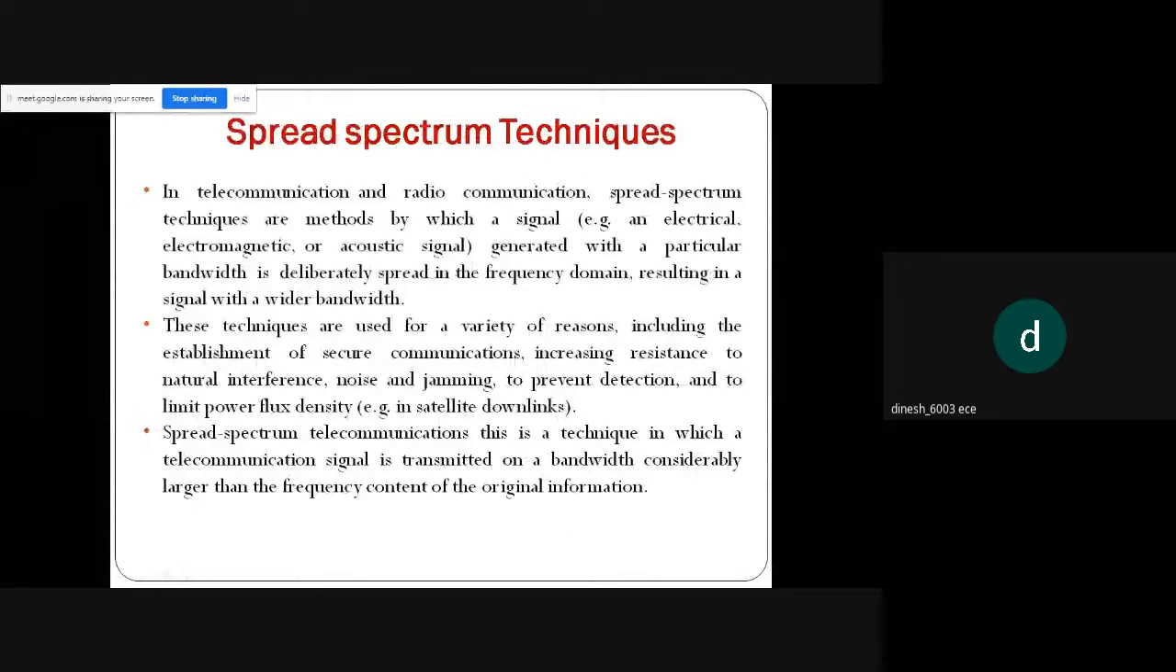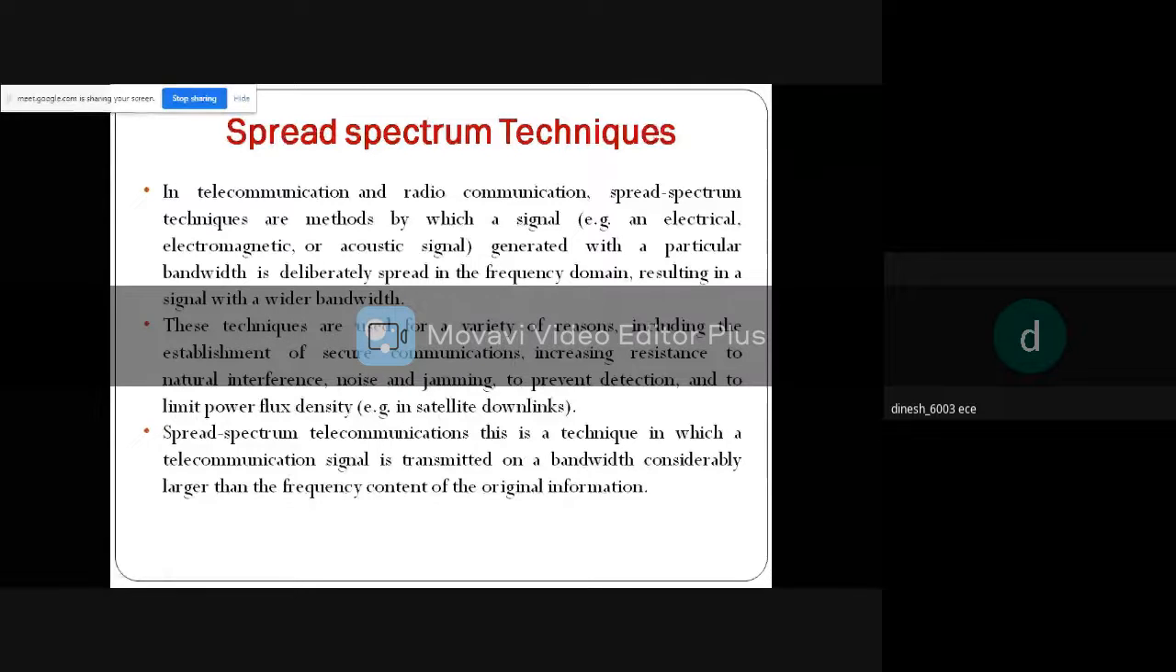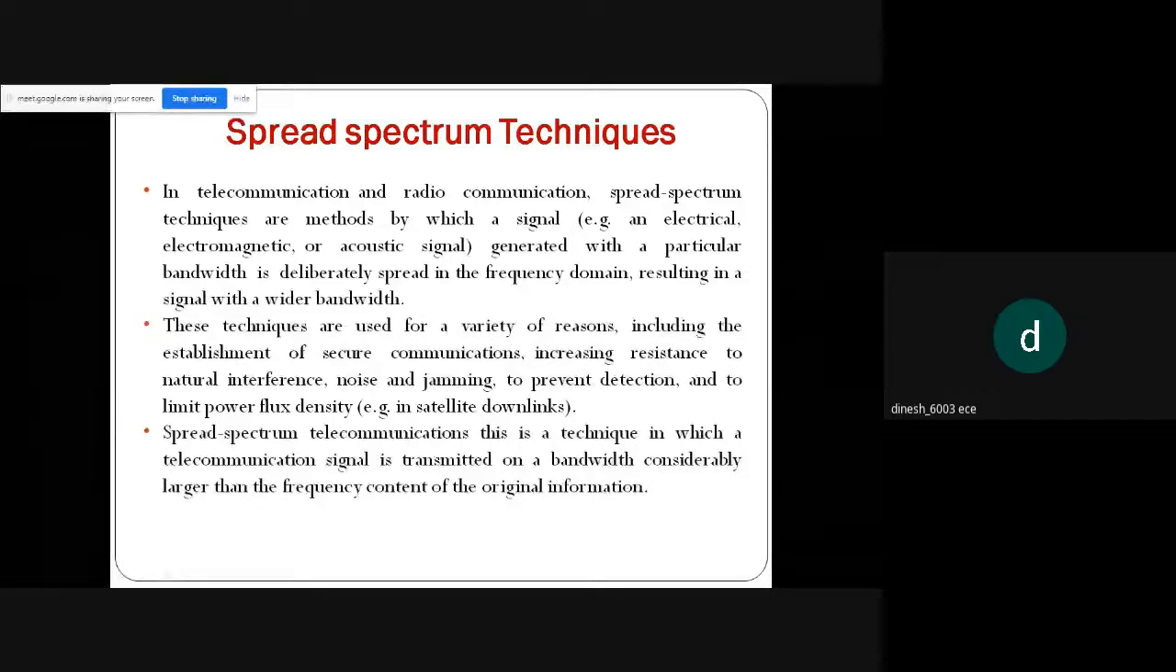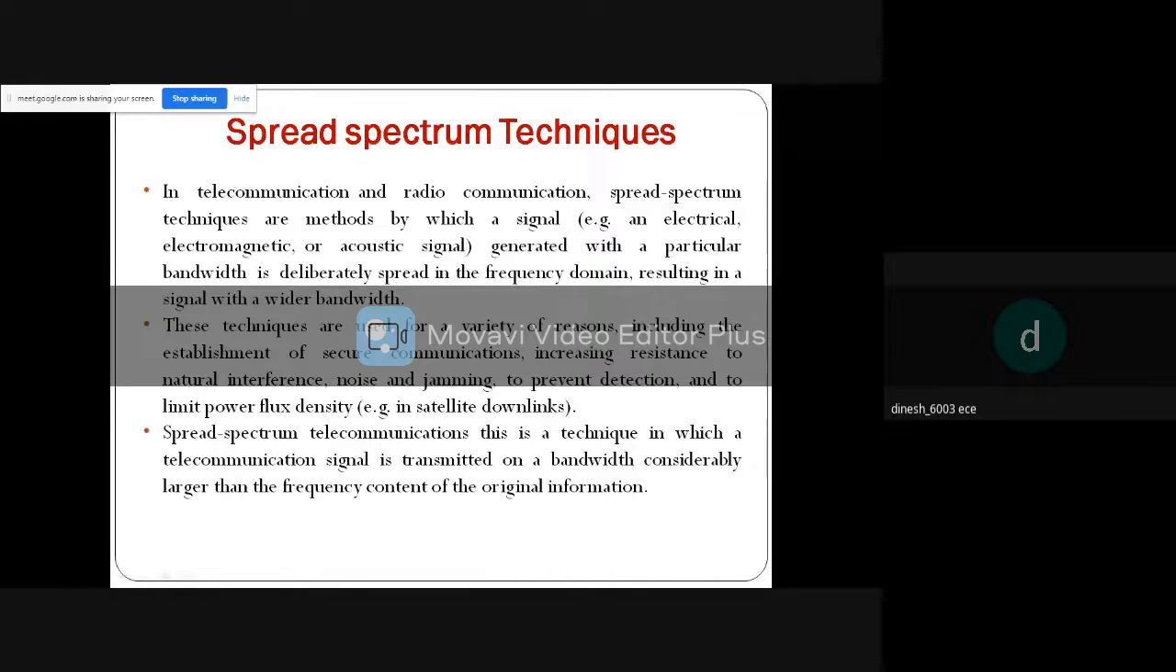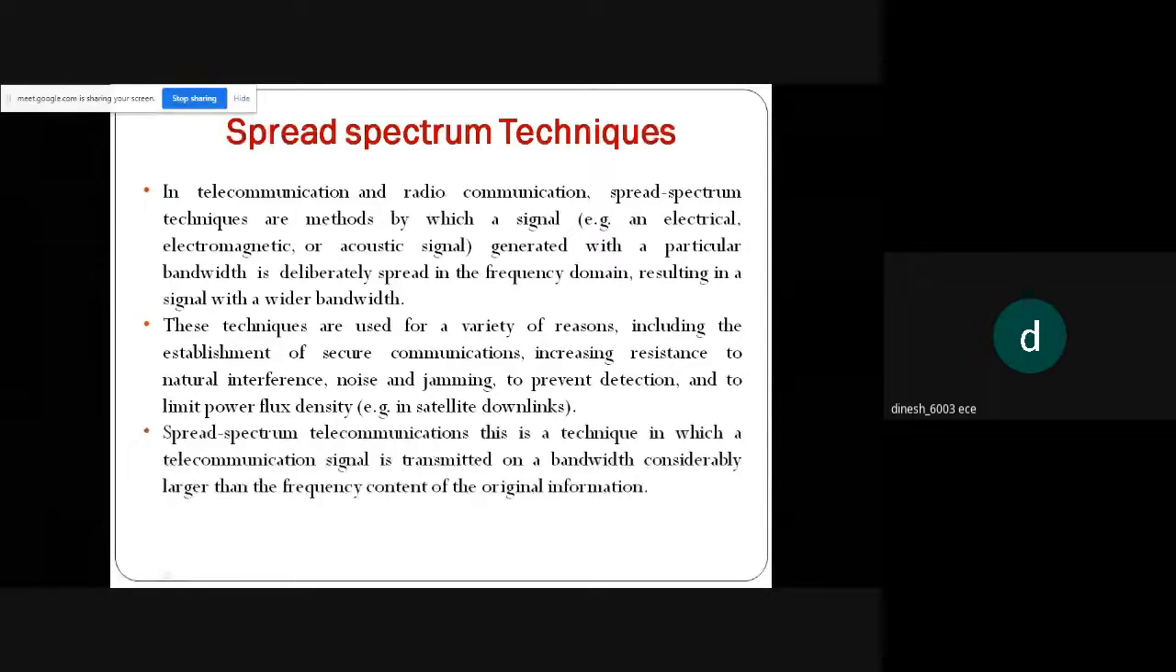So the need of spread spectrum techniques is that in telecommunications, when a signal is being transmitted from your source to destination, or from your transmitter to receiver via electrical, electromagnetic or acoustic means, the signal which is generated with a particular bandwidth is deliberately spread in the frequency domain, which results in a wider bandwidth.